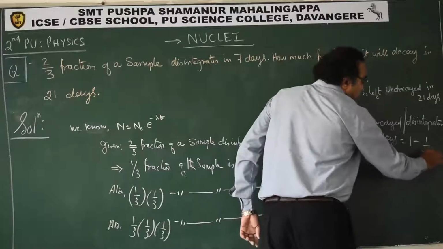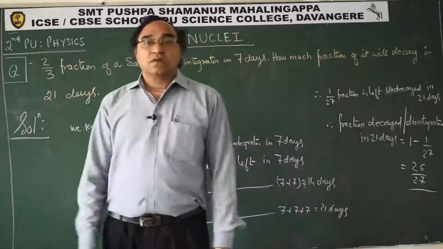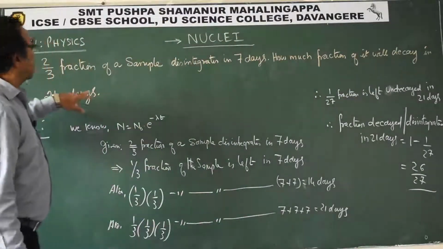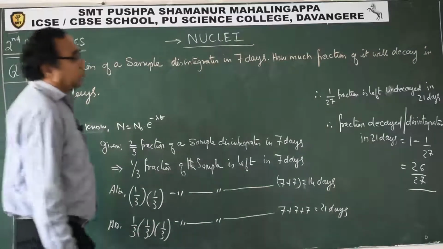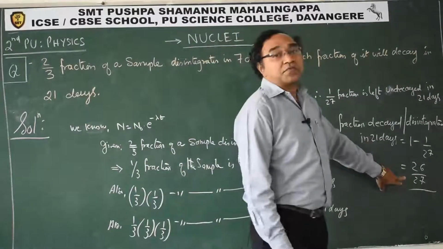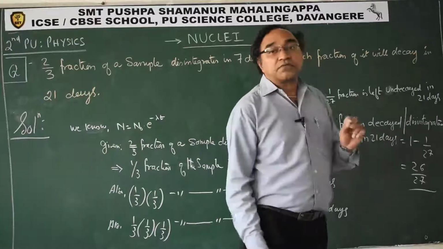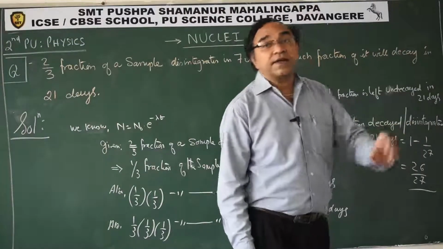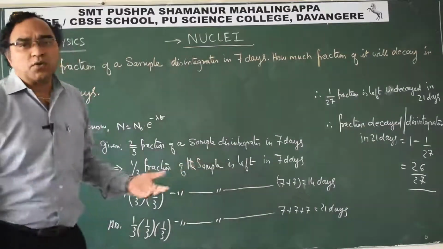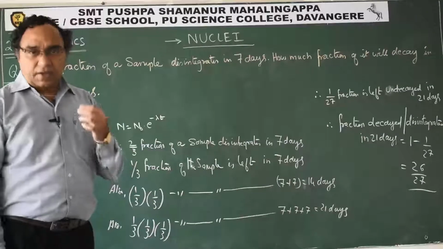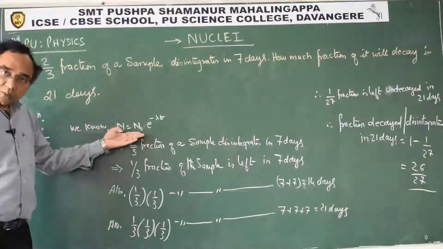1 minus 1 by 27. So the question says, how much fraction of it will decay in 21 days? 26 by 27 of the fraction will decay, and 1 by 27 of the fraction will remain undecayed. So please understand the logic. There is no need of any formula to apply if you have understood what is the meaning of n and what is the meaning of n naught in the decay equation.